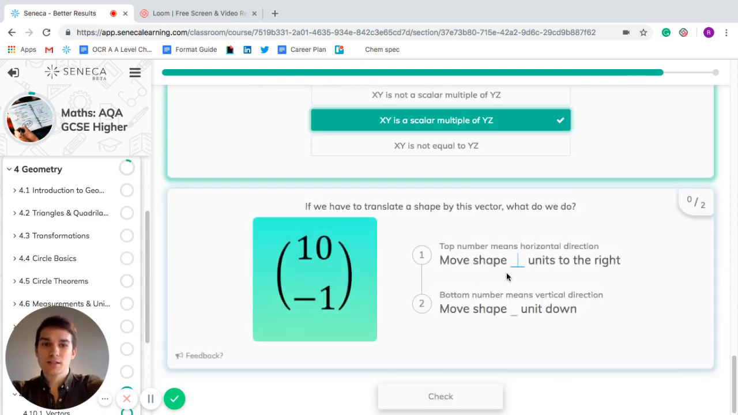Again, so let's think about this. Move the shape 10 units to the right, and it would move it 1 unit down.